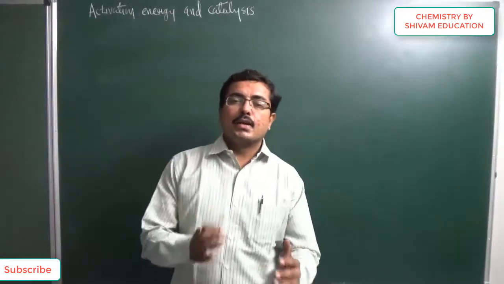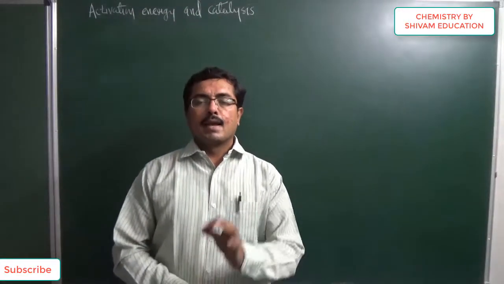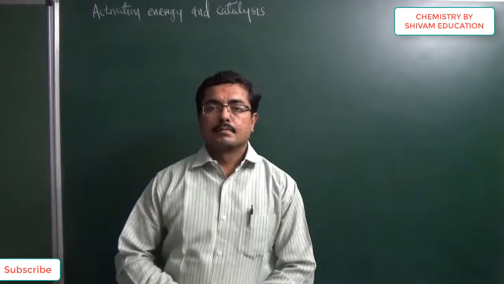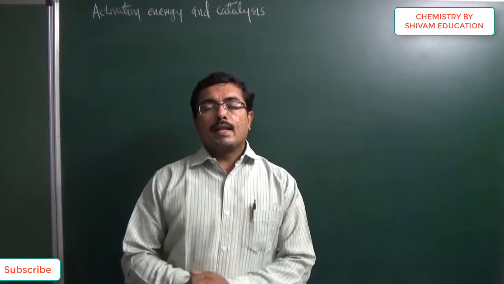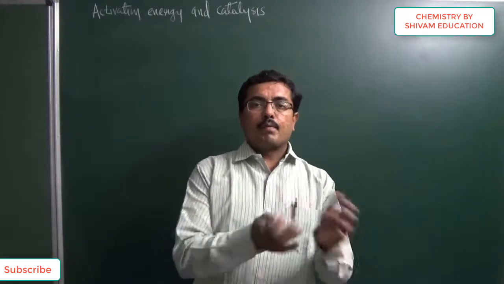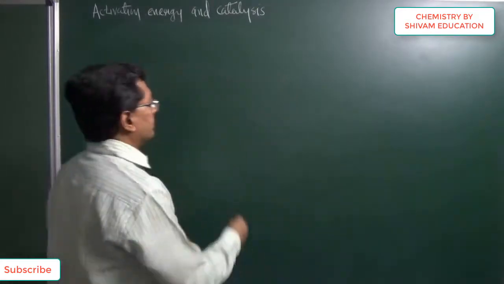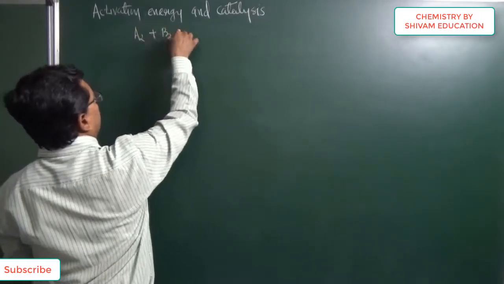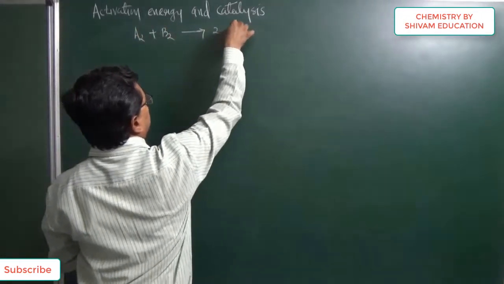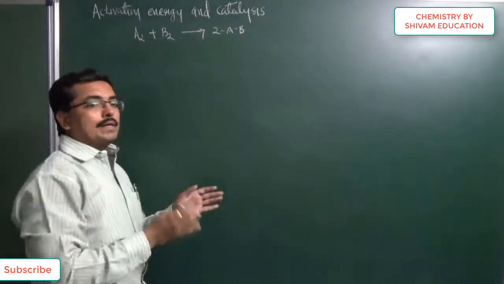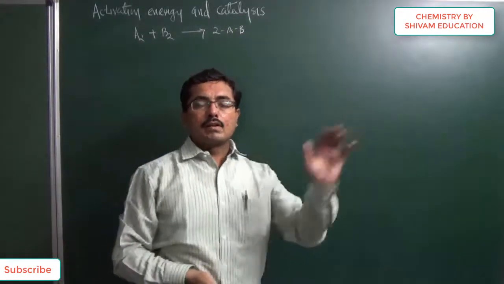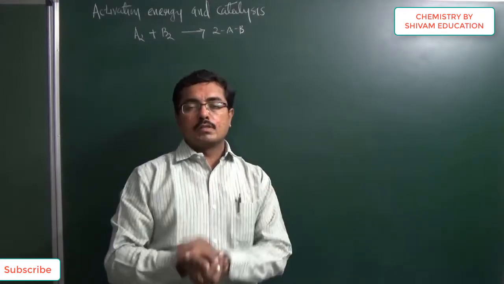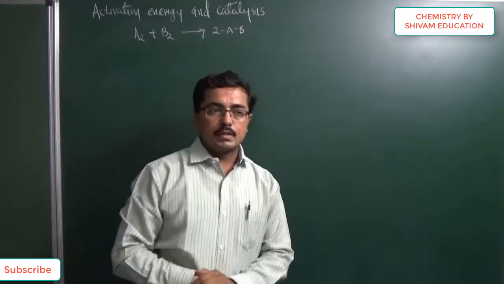Hello students, in today's lecture we will discuss activation energy and catalysis. Now for any chemical reaction we have different types of reactant molecules. For example, reactant molecule A reacting with B and giving us a product AB. To complete this chemical reaction, there should be collisions between the reactant molecules according to collision theory.